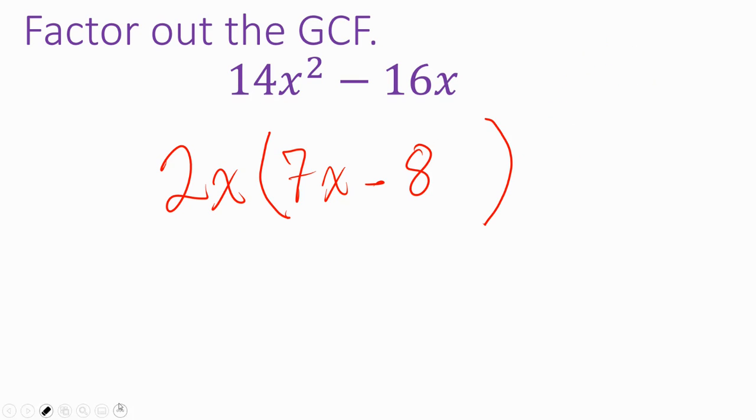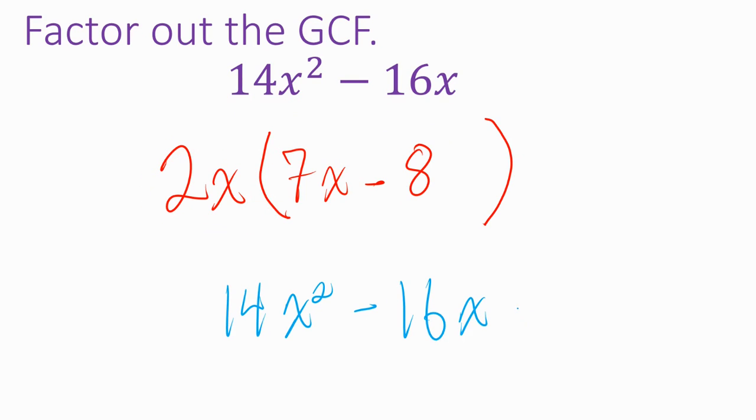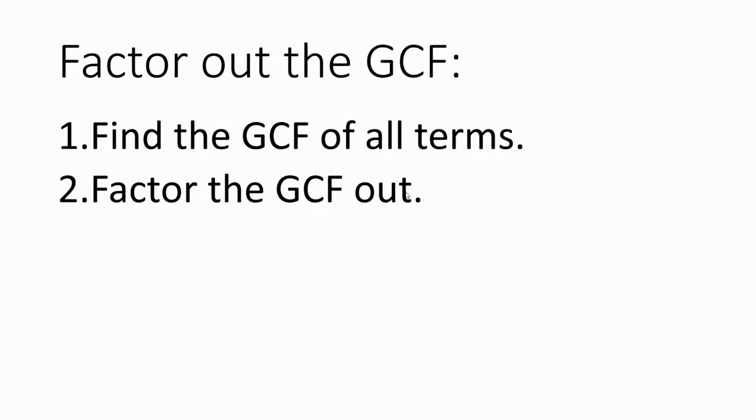So let's check. Let's multiply it back out and see what we get. Yep, sure enough, when I multiply it back out, I get the original expression back. So good, that means that we factored it correctly. Alrighty, write down these steps here for how to factor out the greatest common factor. First, you need to find the greatest common factor, and then you need to factor it out, just like you would any other term.